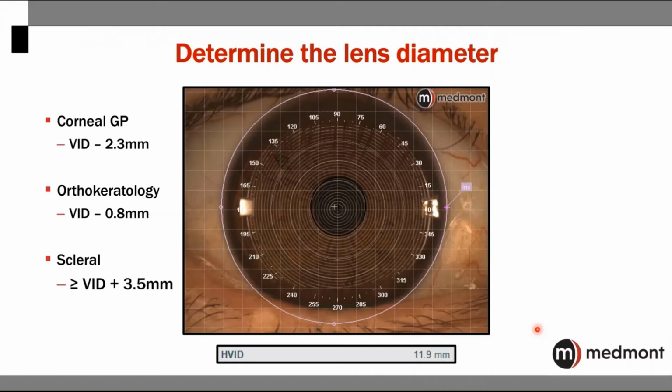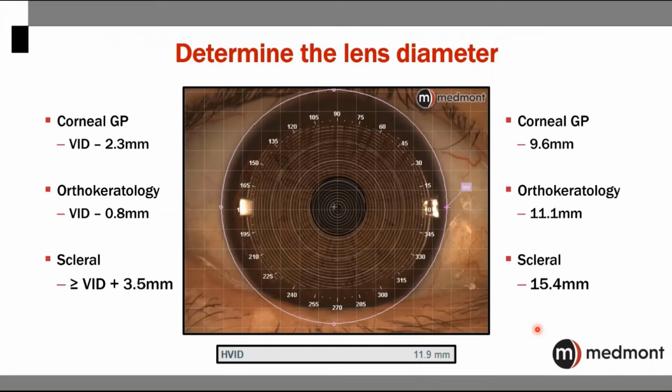And in scleral lenses, the visible iris diameter plus 3.5 millimeters is often a minimum starting point for lens diameter. So for this patient with 11.9 visible iris diameter measurement, a corneal GP of 9.6 might be chosen based on the formula. An ortho-K lens of 11.1 would be appropriate for this eye. A scleral lens no smaller than 15.4 would be recommended.